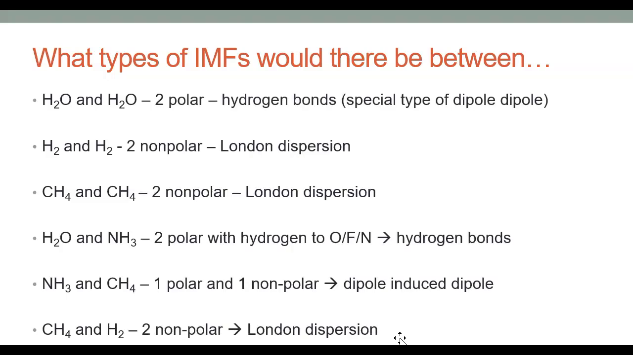So here are the different types of forces. The first one is polar, specifically hydrogen bonds. Then you're going to have the next two, hydrogen with hydrogen or methane with methane, will be London dispersion forces. Water and ammonia will be hydrogen bonds. Ammonia and methane will be dipole-induced dipole, and then methane and hydrogen will be London dispersion forces.